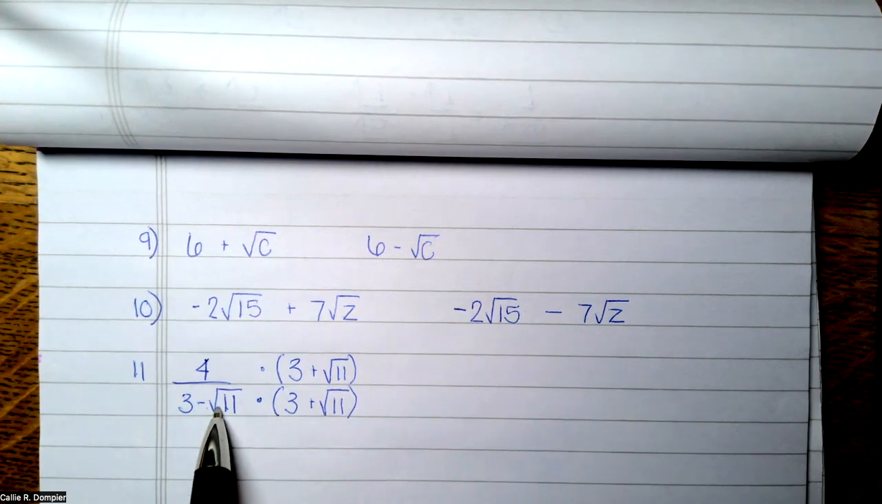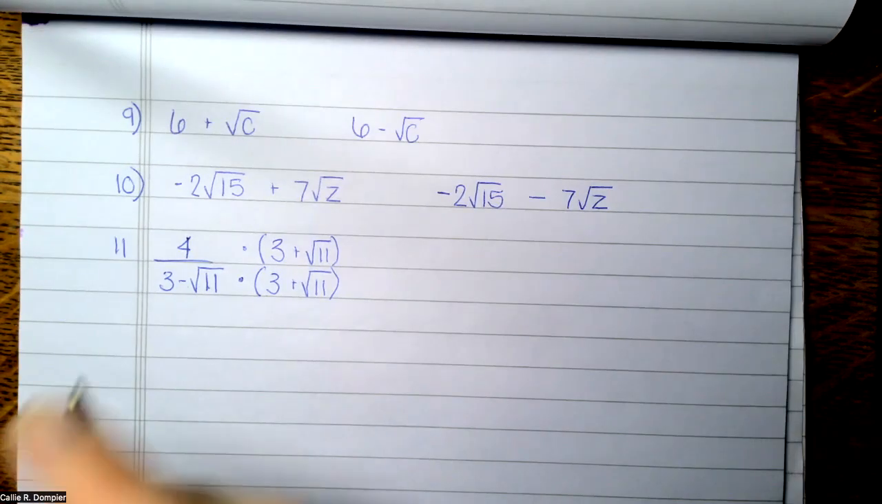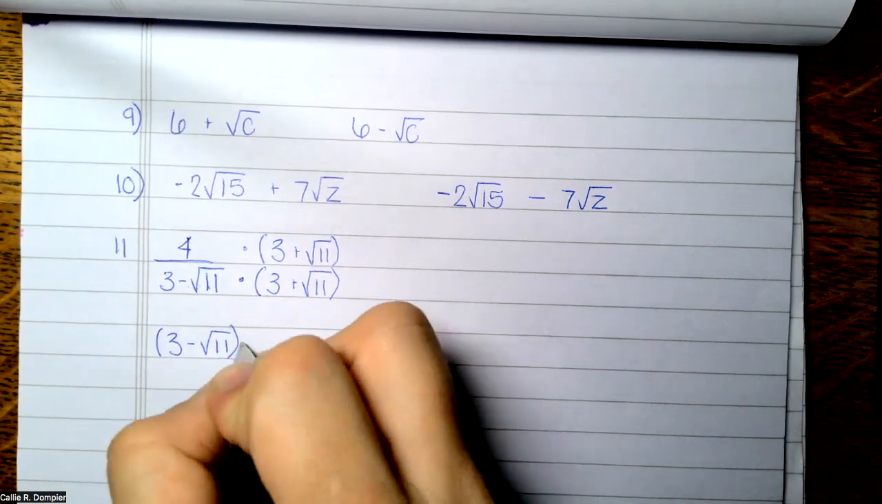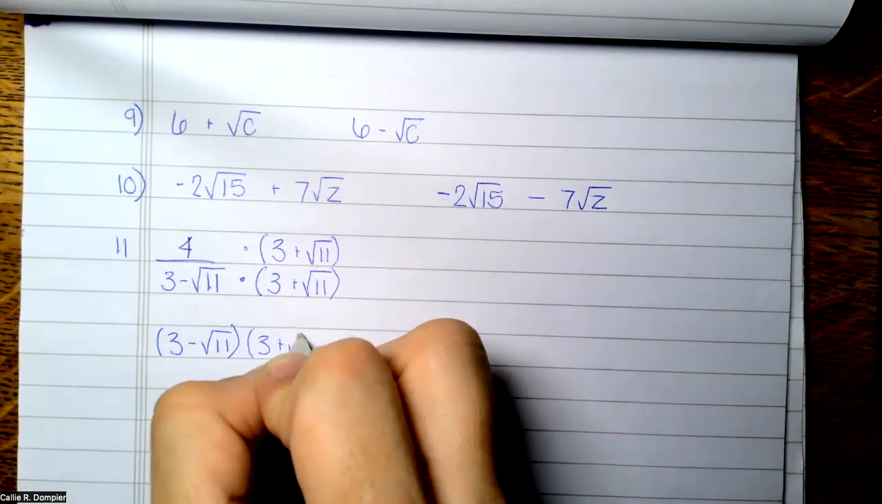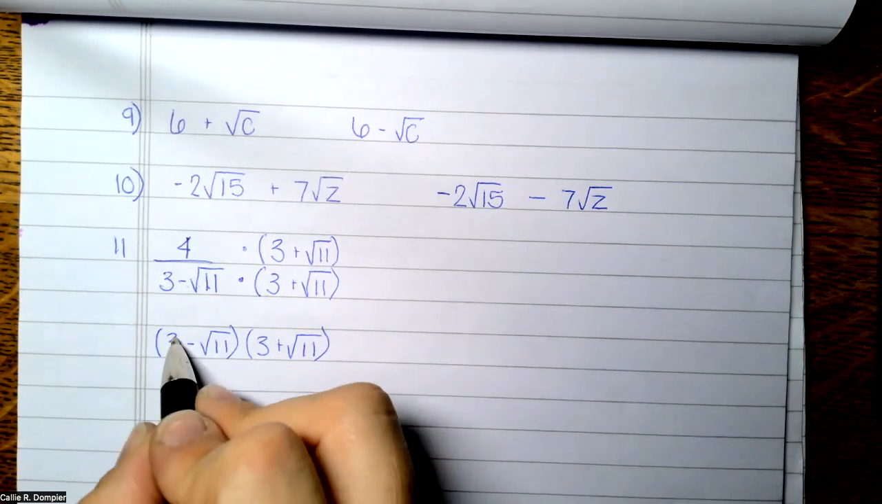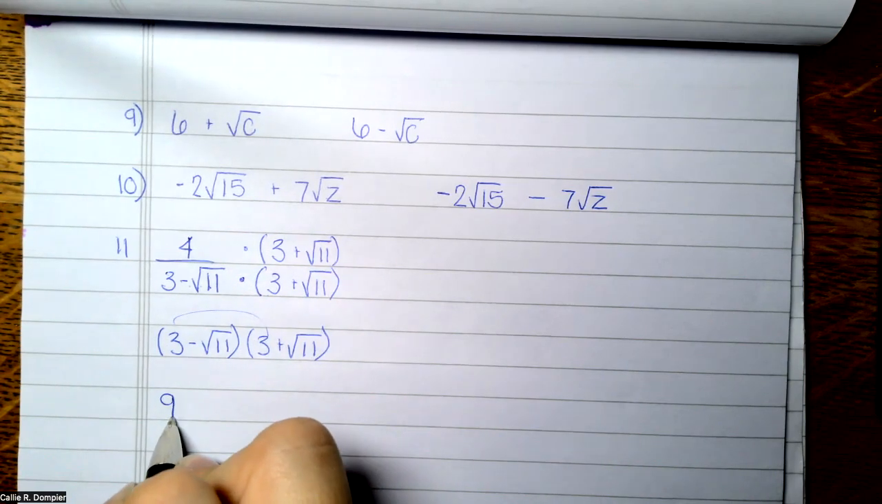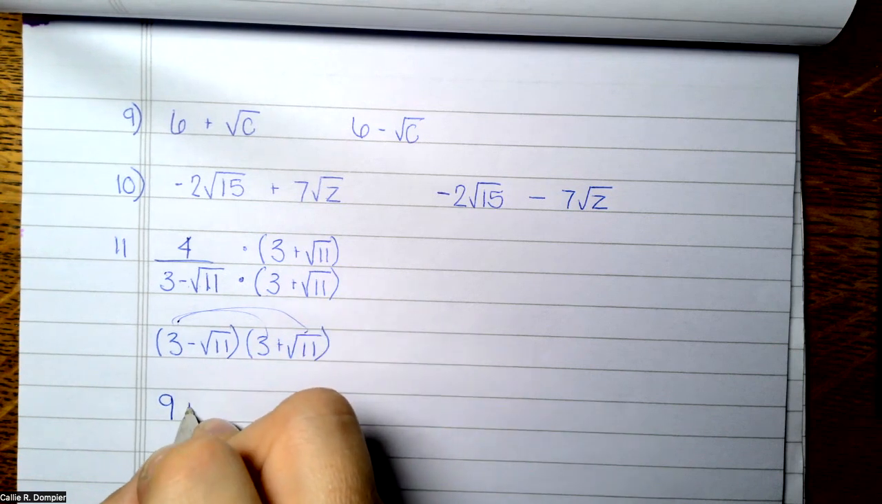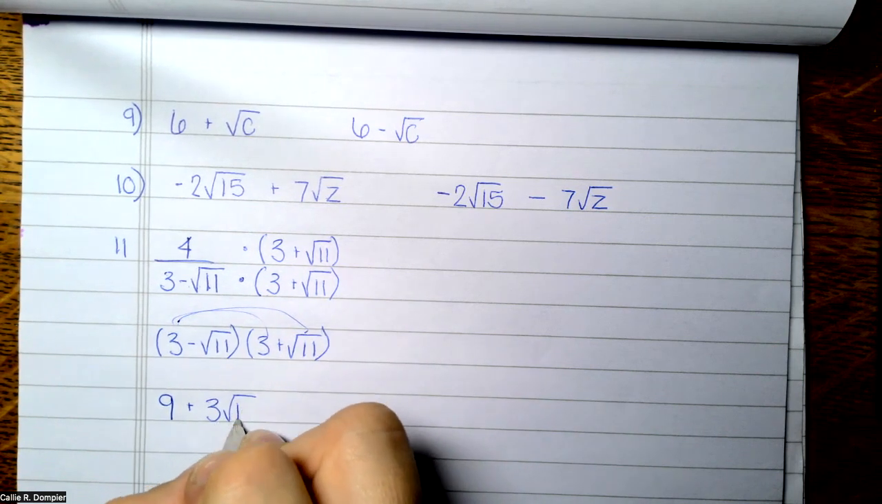Okay, so now I'm multiplying two binomials. The way I do that is I FOIL. So 3 minus the square root of 11 times 3 plus the square root of 11. First, 3 times 3 is 9. Outside, 3 times the square root of 11 is 3 square root 11.